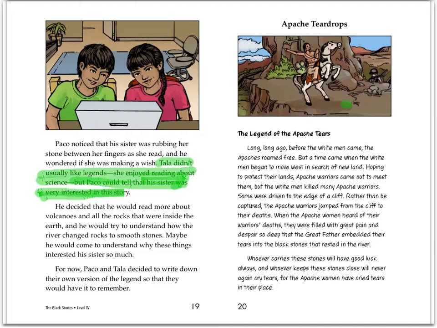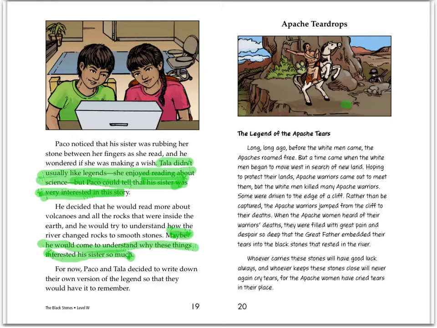Absolutely, yeah. I also highlighted that same thing. I also highlighted "Tala didn't usually like legends. She enjoyed reading about science, but Paco could tell his sister was very interested in the story." So, yeah. And why did you highlight that? Well, I highlighted it because it's another part that seems like they're getting along even more.